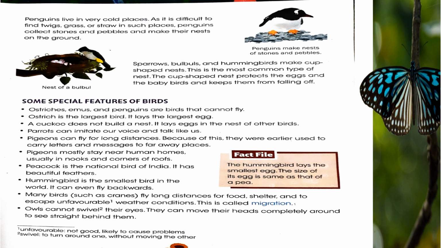Peacock is the national bird of India. It has beautiful feathers. Hummingbird is the smallest bird in the world. It can even fly backwards. Many birds, such as cranes, fly long distances for good shelter and to escape unfavorable weather conditions. This is called migration. Owls cannot swivel their eyes. They can move their head completely around to see straight behind them.